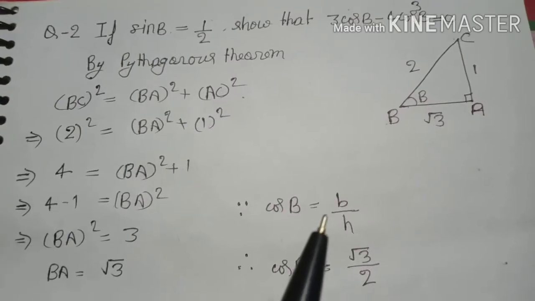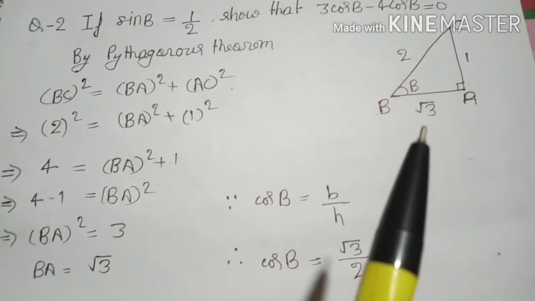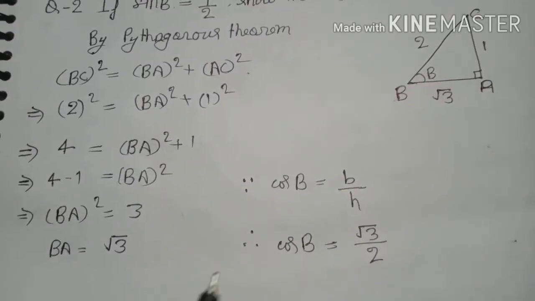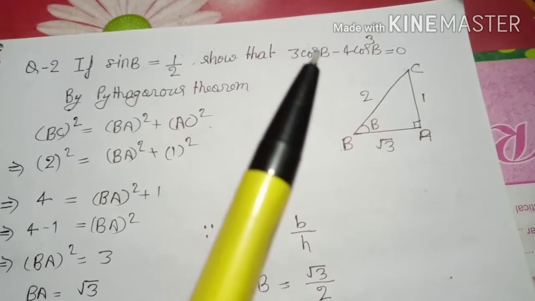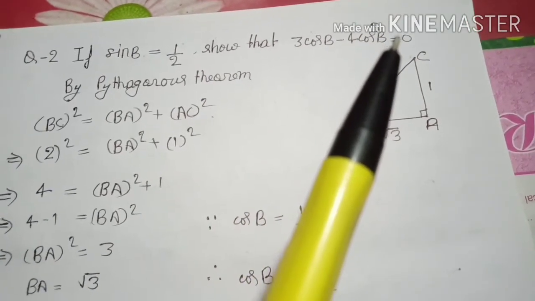Since cos B is equal to base divided by hypotenuse, the value of base is root 3 and the value of hypotenuse is 2. So cos B is equal to root 3 divided by 2. So we have to prove that 3 cos B minus 4 cos cube B is equal to 0.